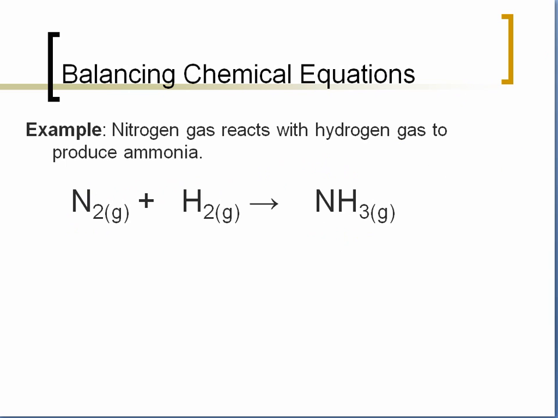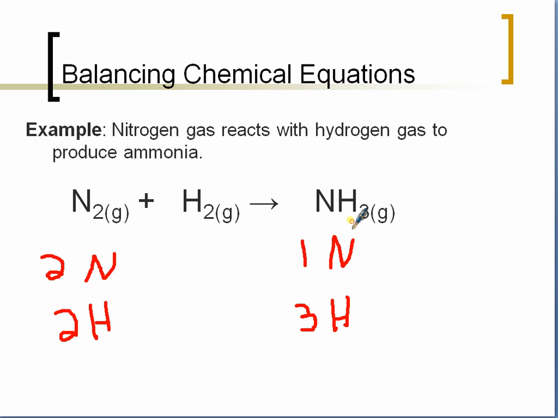Alright, the next part is I'm going to make my little laundry list of elements. On the left side I know I have nitrogen and hydrogen. On the right side I know I have nitrogen and hydrogen. So there's my list of elements on both sides. They always have to be the same on both sides. On this side I have two nitrogens and two hydrogens. On the right side I have one nitrogen and three hydrogens from the three there. So this is definitely not a balanced chemical equation. The elements are not balanced on both sides.